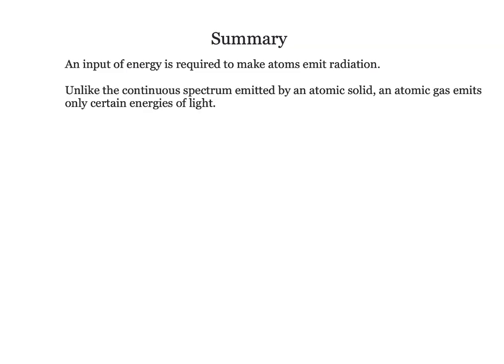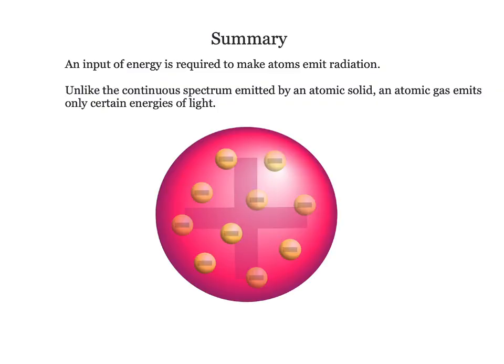Let's summarize what we've learned thus far. An input of energy is required to make atoms emit radiation. Unlike the continuous spectrum emitted by an atomic solid, an atomic gas emits only certain energies of light. The Thomson model of the atom, with its electrons embedded in a sphere of positive charge, is inadequate to explain this phenomenon. A better model is needed.